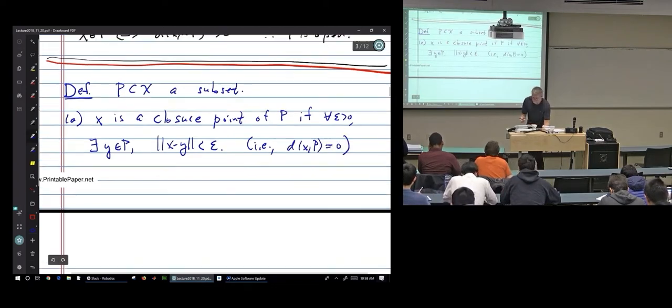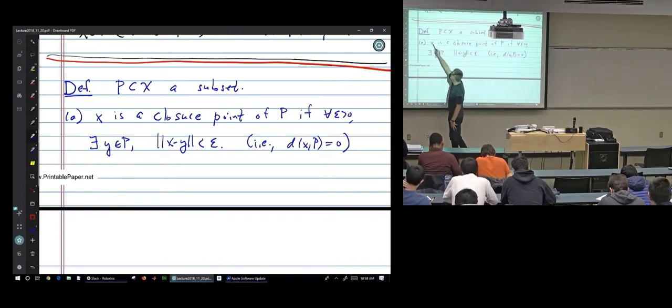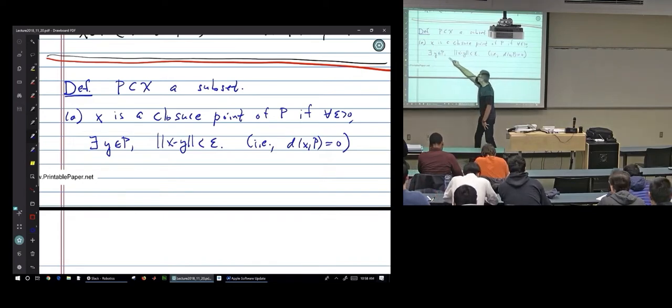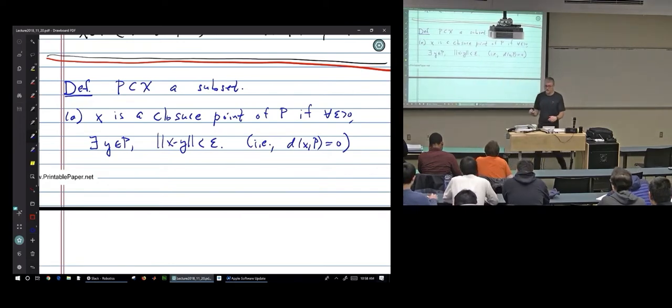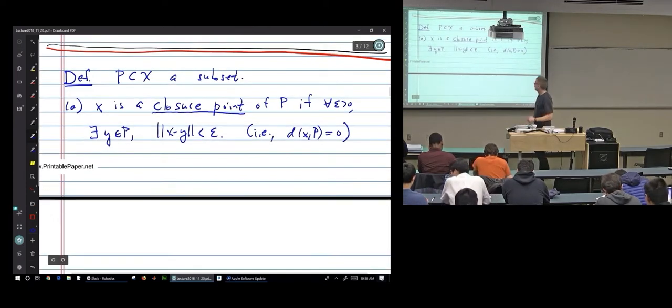It's the same thing. So something is a closure point if I can approximate it arbitrarily well by elements of P. That's the definition of a closure point. These are points I can approximate arbitrarily well by points in P. So their distance to P is 0.